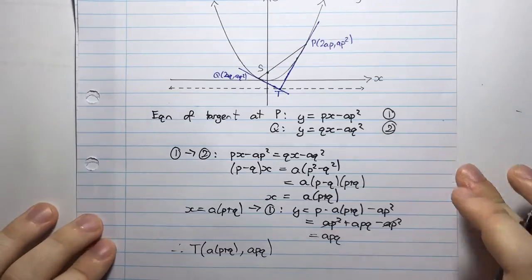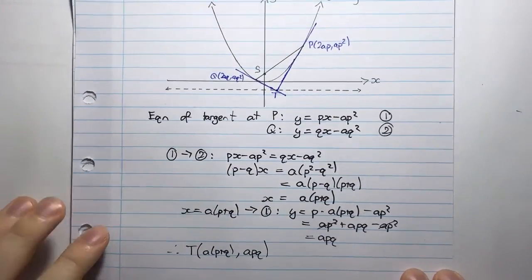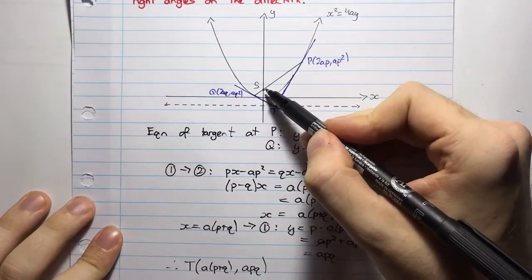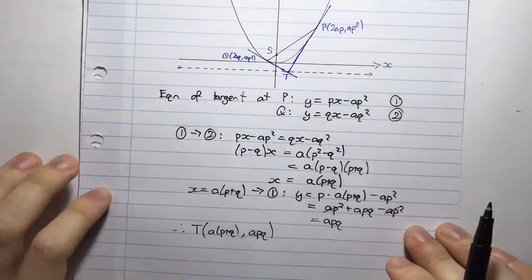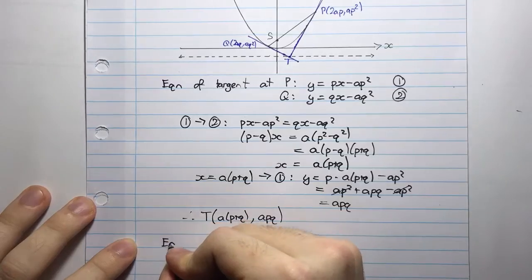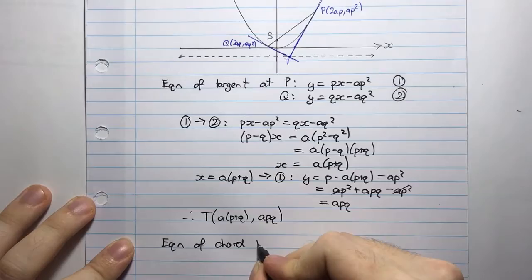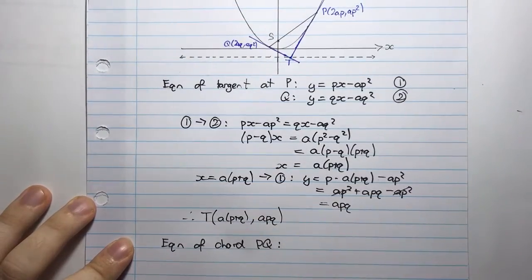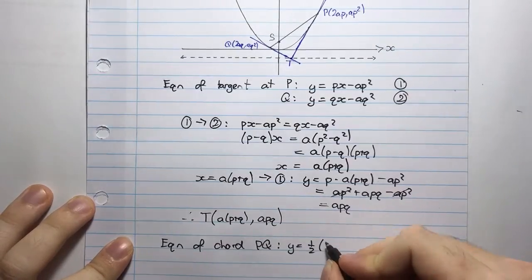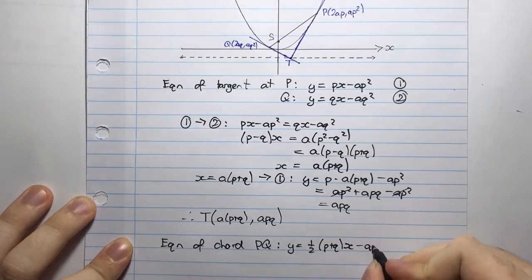Now, does this prove that it lies on the directrix? Not quite. But we do have more information. We know that this chord passes through the focus because it's a focal chord. Now again, I'm going to quote the equation of this chord. If you're not confident, go back and have a look at the video. So the equation of chord PQ is y equals a half p plus q x minus apq.